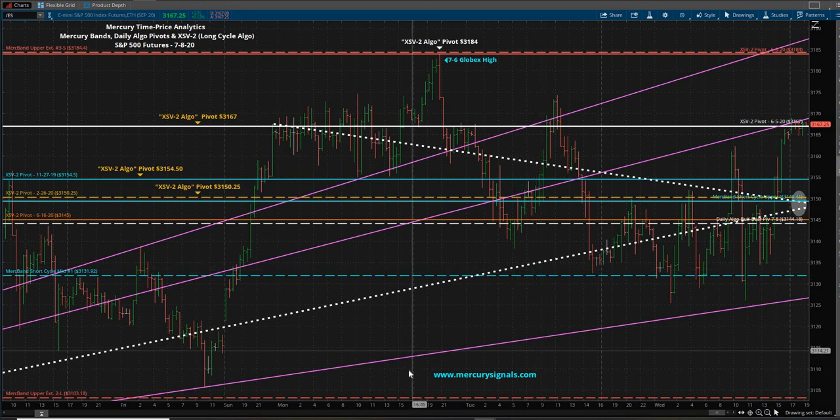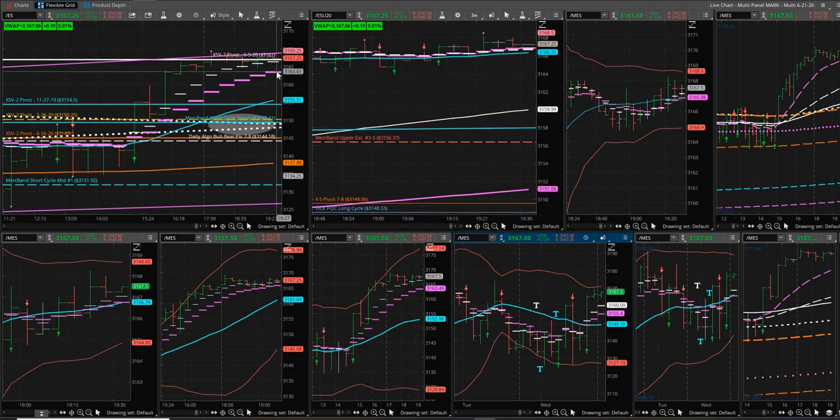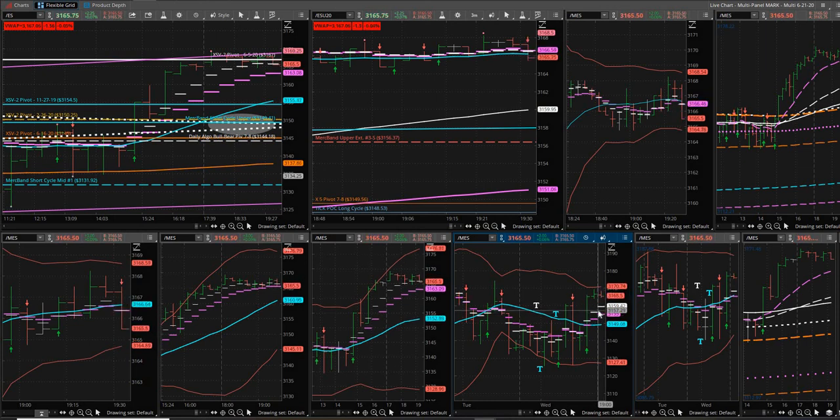Tune in for tomorrow's video, because what we're going to do tomorrow is I'm going to give you a look at what we call the matrix pivot. This is simply like the daily bull bear pivot, but in real time, moving up and down. And we'll talk about this tomorrow, as well as our intermediate cycle matrix pivot.